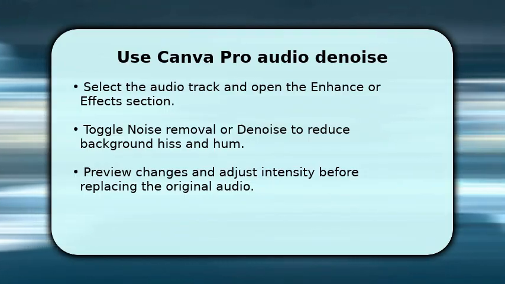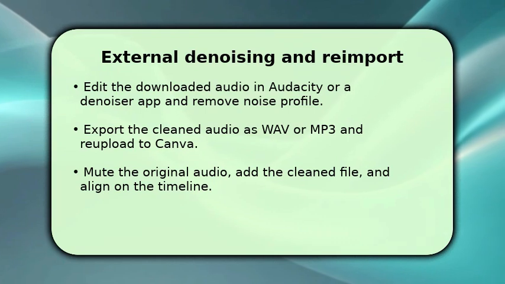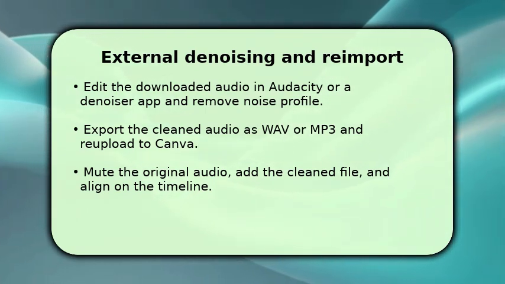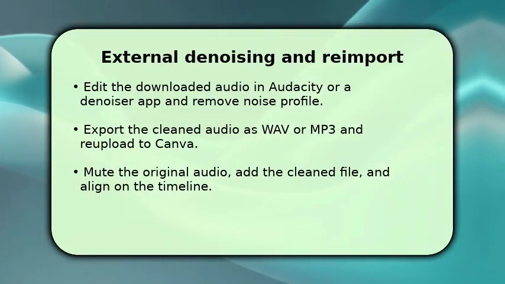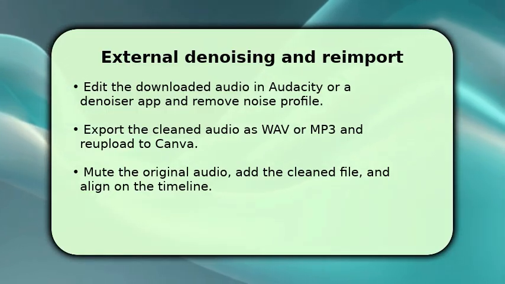For tougher background noise, edit the downloaded audio in Audacity or a denoising app for better control. Use a noise profile or spectral repair tool to remove consistent hiss, wind, or hum. Apply gentle compression and a high-pass filter at about 80 Hz to reduce low rumble.